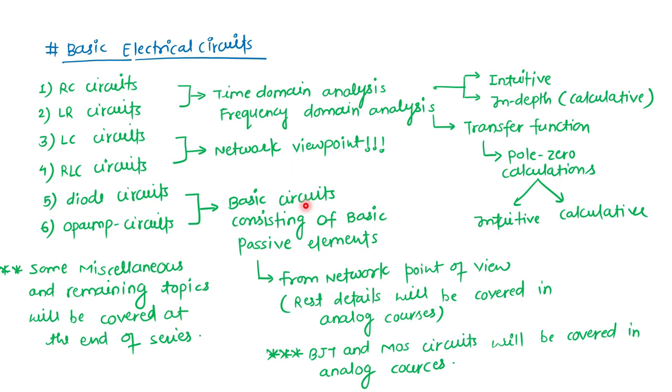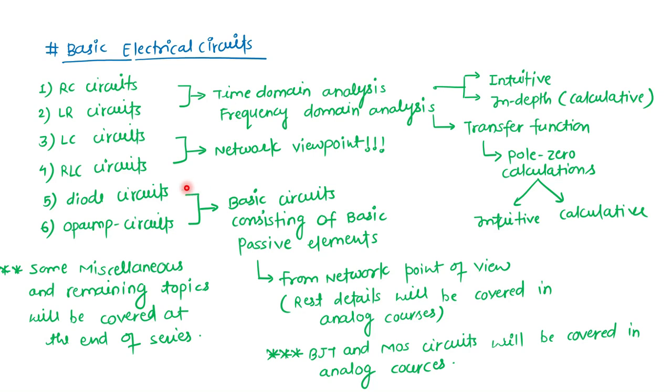Okay, in the diode circuits, what I have written here is basic circuits consisting of basic passive elements. So I will use the diode inside resistive circuits, maybe resistor, capacitor, diode, or inductor, resistor, diode. I will cover it from the network viewpoint only. I'll not cover special applications of diodes like clipper, clamper, multiplier circuits, voltage doubler circuits or rectifier circuits. I'm not going to cover these in this course.